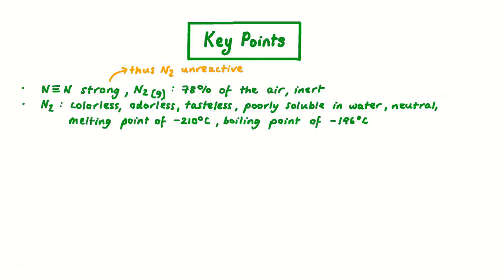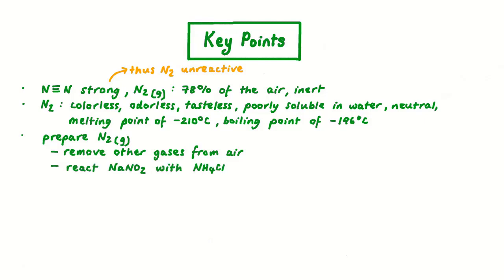Dinitrogen is colorless, odorless, tasteless, poorly soluble in water, neutral, has a melting point of -210 degrees C and a boiling point of -196 degrees C, and dinitrogen gas can be prepared by removing other gases from the air or reacting sodium nitrite with ammonium chloride.